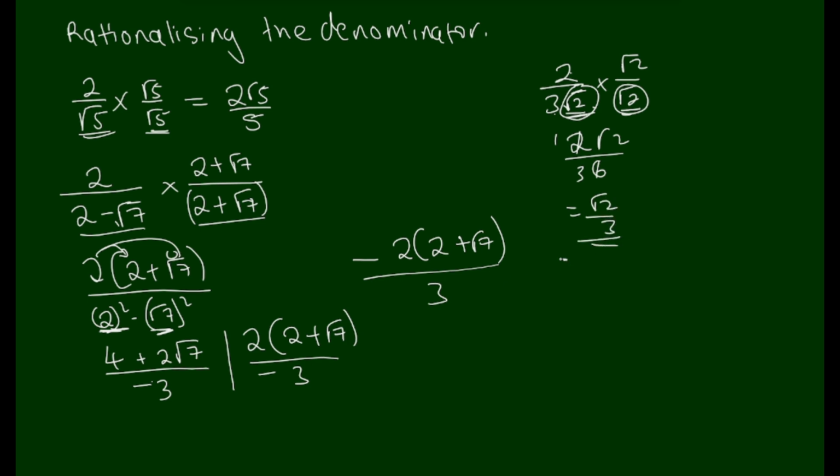What about this one? Let's say we have 5 over cube root of 7. What do we do? To change this cube root of 7 into a rational number, it means you have to multiply by cube root of 7.